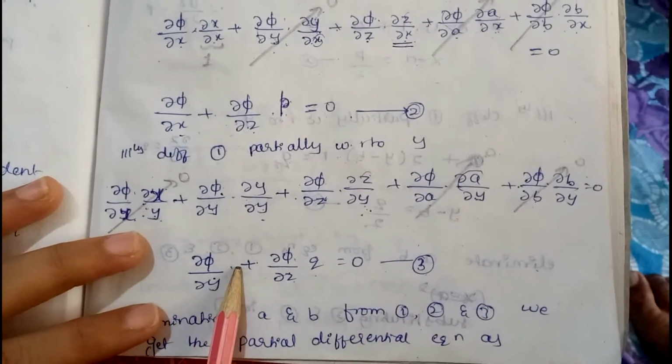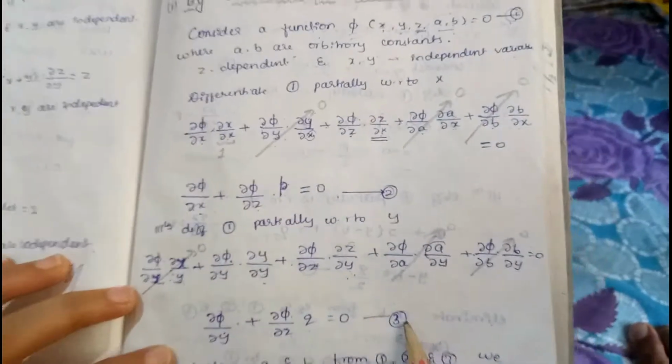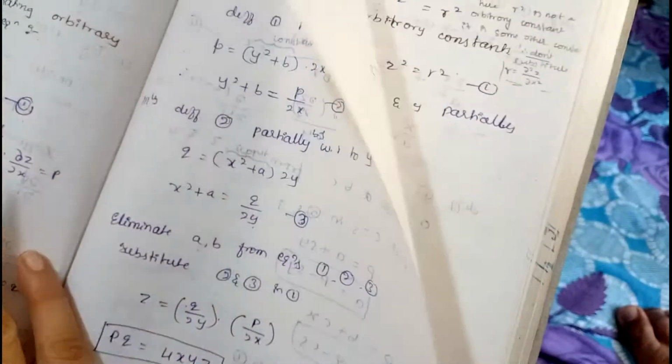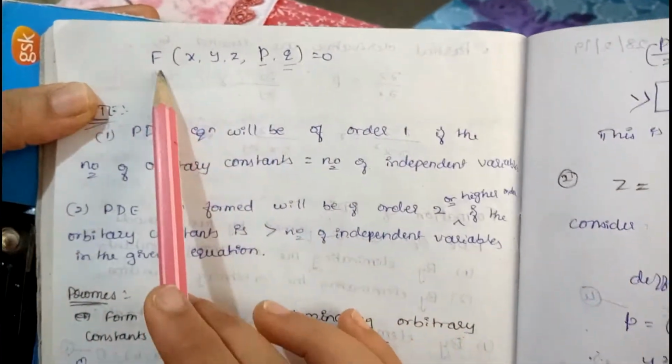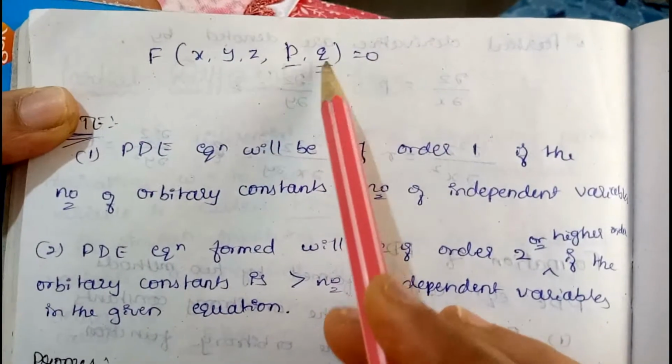This is the second step. By using the equations 1, 2, 3, we eliminate the arbitrary constants a and b. Then you get another equation. That equation is the partial differential equation. That equation is of the form f of x comma y comma z comma p comma q is equal to 0. p means dou z by dou x, q means dou z by dou y.